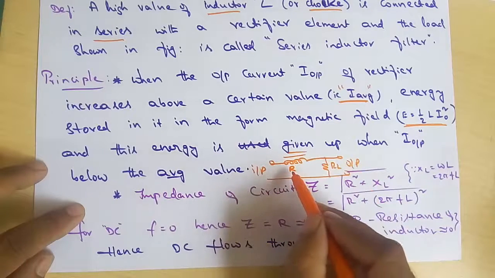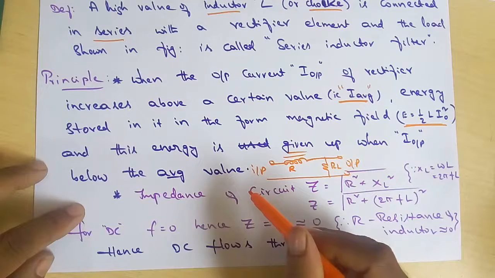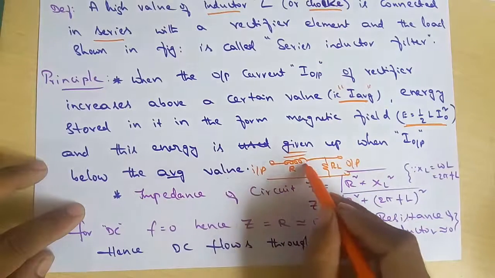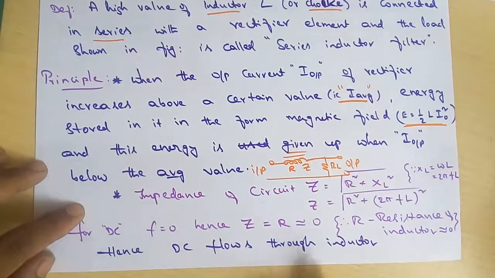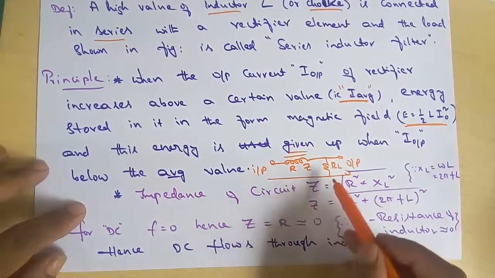So for ideal, R is equal to 0. For normal cases R may be 0.1, like that. So it has resistance, and also it has some impedance. Impedance means what? The resistive component and the reactive component. So the combination of the resistive component and the inductive reactive component is called the impedance.